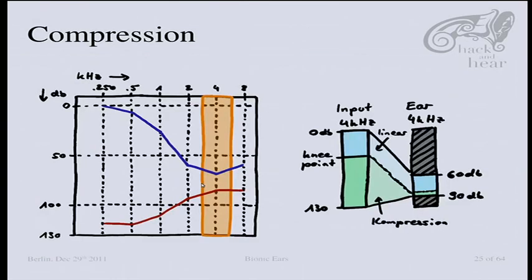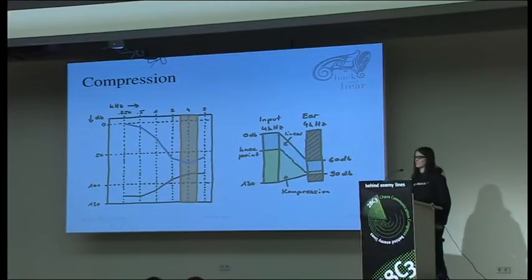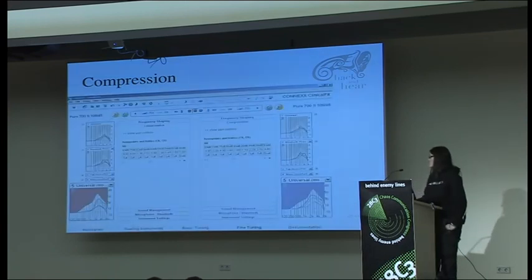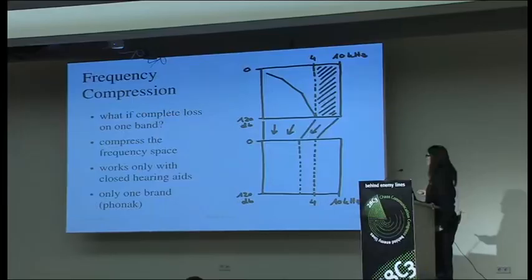The problem is, what do you do when your hearing loss is so bad that the red and the blue curve actually meet each other, or the blue curve goes all the way down? This is a problem because then you cannot do compression anymore, at least not in the original sense. This is a simplified audiogram. This is the area that is dead. So instead of compressing within one frequency band, you compress the frequencies.